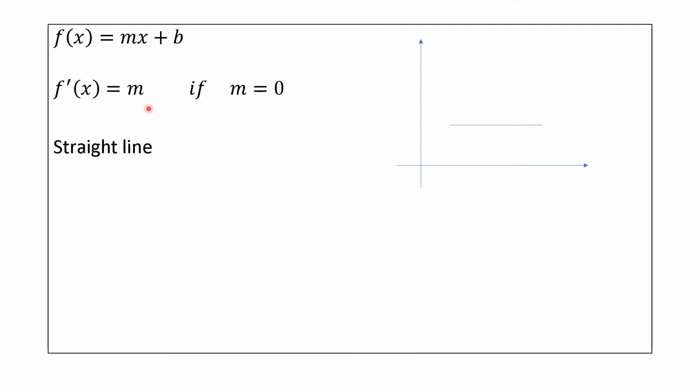So if the function is constant, m is 0. Here m is 0, so f dash of x is equal to 0, which means the slope is 0. Therefore, in a straight line we get infinitely many critical points.